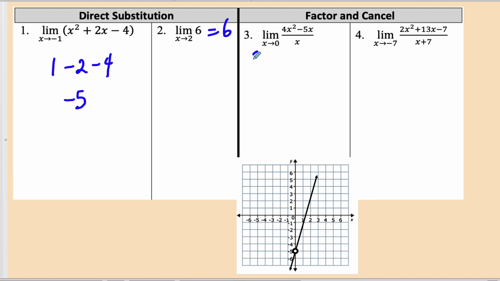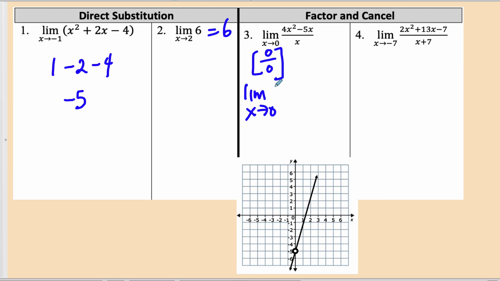Let's substitute 0 into the numerator, and I get a 0. Substitute 0 into the denominator, I get 0. This is called indeterminate form, which means there may be an answer. In fact, there is going to be an answer if we think about it this way.